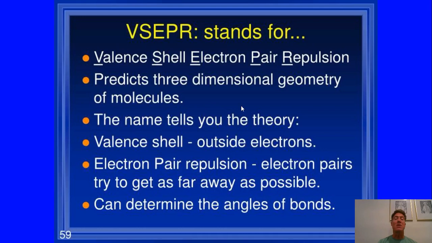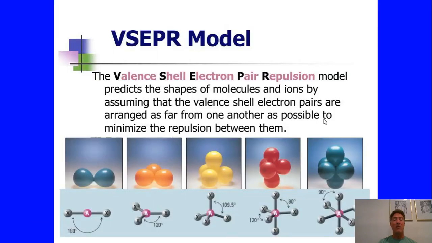And the name tells us the theory, right? Valence electrons, and valence shell means they're the outermost electrons. Electron pairs try to get as far away from each other as possible because they repel each other. So valence shell, so outer electrons, electron pairs repel each other. And we can use this repulsion to figure out the bond angles.